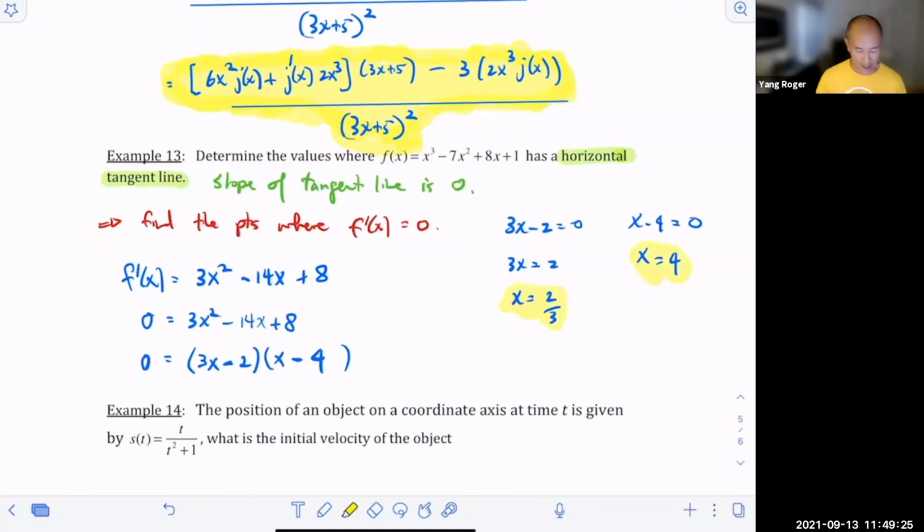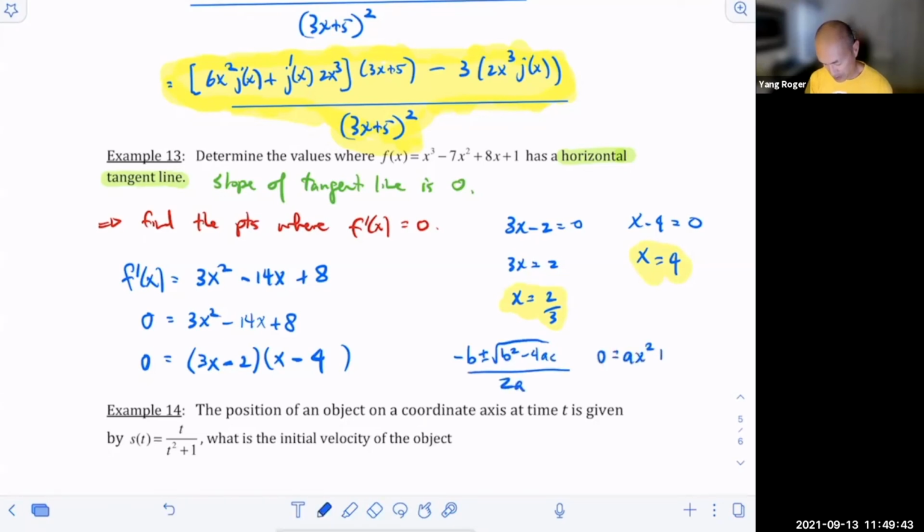Does that make sense to you guys? If you want to avoid factoring, you could always just use the quadratic formula, negative b plus or minus the square root of b squared minus 4ac all divided by 2a. And that's for polynomials that look like this. 0 equal to ax squared plus bx plus c. So that works as well.